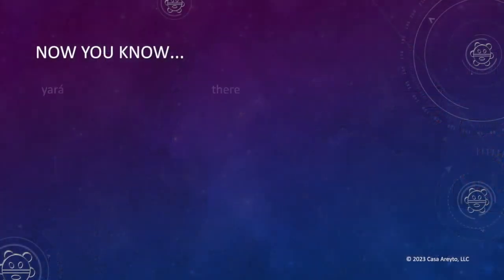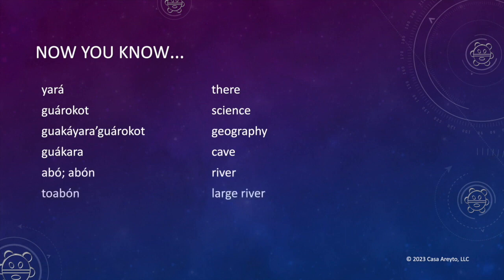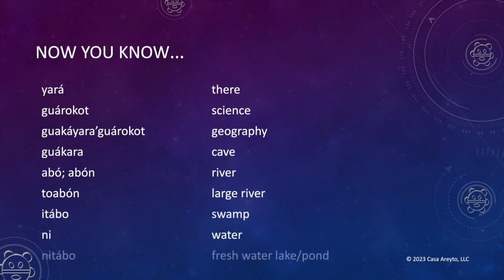Now let's review one more time everything we learned today. Yara, there. Guarokot, science. Guaca yara guarokot, geography. Guacara, cave. Abo or abon, river. Toabon, large river. Itabo, swamp. Ni, water. Nitabo, freshwater lake or pond.